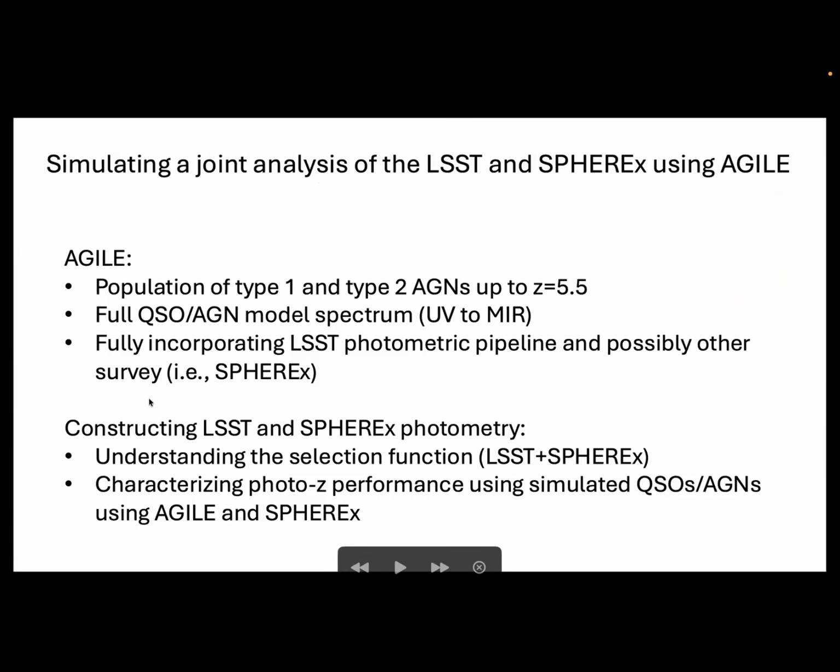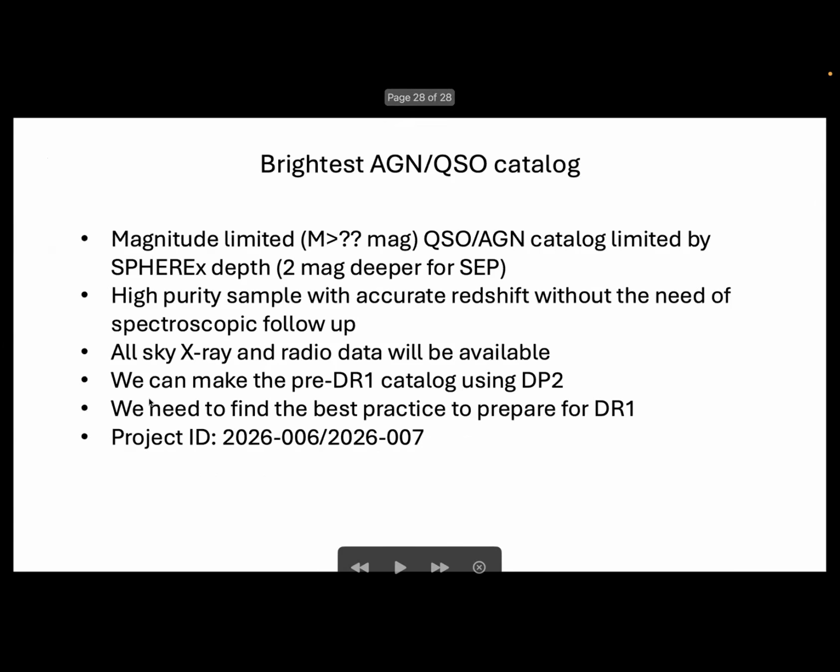So the last final slide is that we are also going to do the AGN population 1 and 2 ATNs, up to z of 5.5, and the full SCD, QSO ATN SCD. So we're going to use spectrometry and try to figure out the selection function, and characterize the performance and the photo-z using simulated data as well. The last goal is to construct the brightest AGN catalog by combining LSST and SPHEREx.